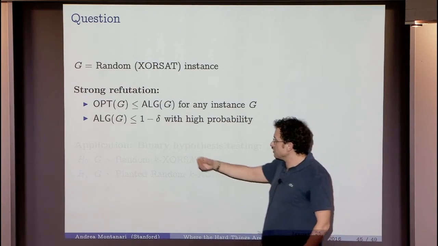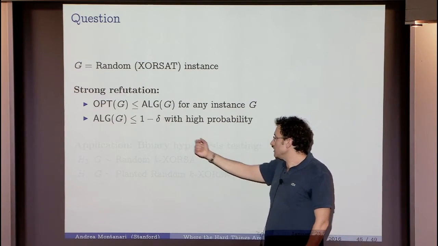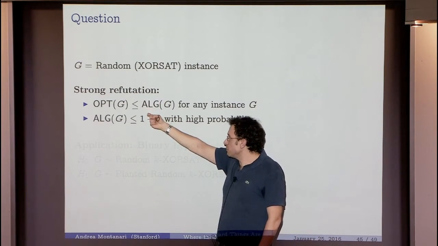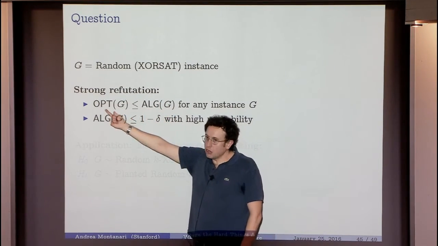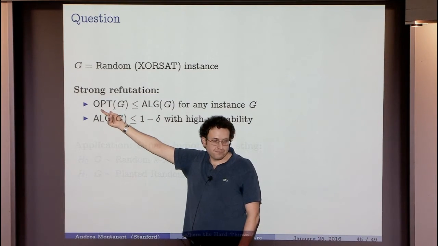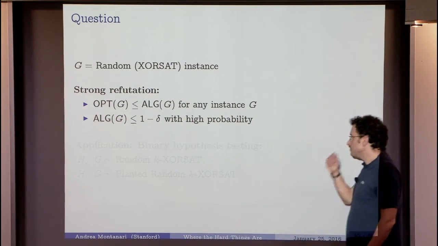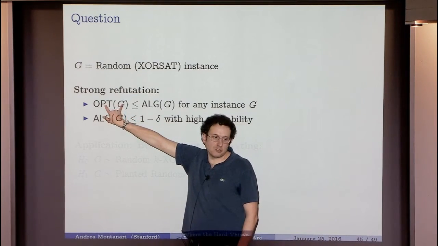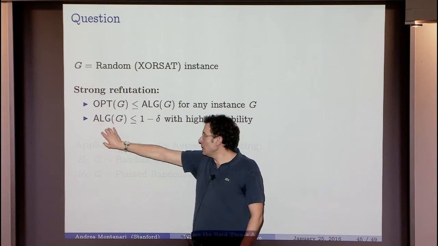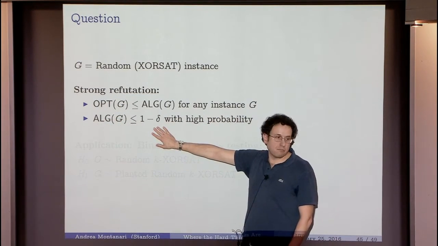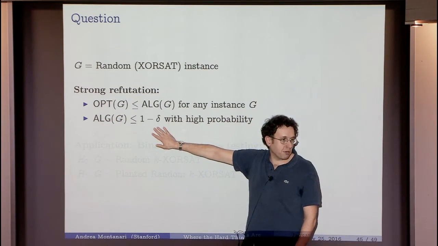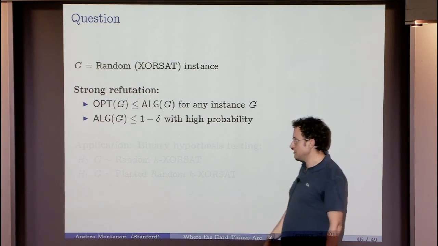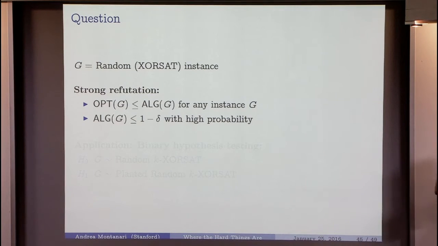So what you want to obtain is an algorithm that provides a strong refutation, ideally. That is the following: an algorithm that is polynomial time and that always gives you an upper bound on opt, on the optimum value. This optimum value is between 0 and 1. 1 means that you can satisfy everything. And you want this algorithm to give you at most 1 minus delta with high probability on random instances. So it strongly refutes random instances.